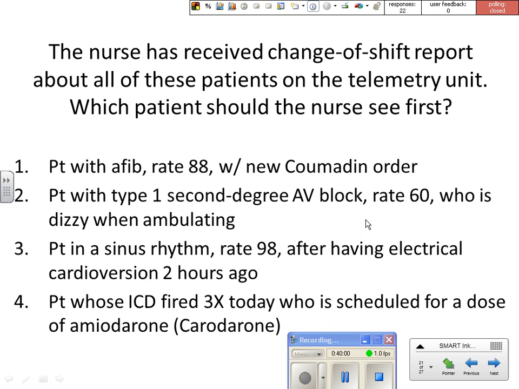Type 1 second degree AV block, rate 60, dizzy when ambulating.